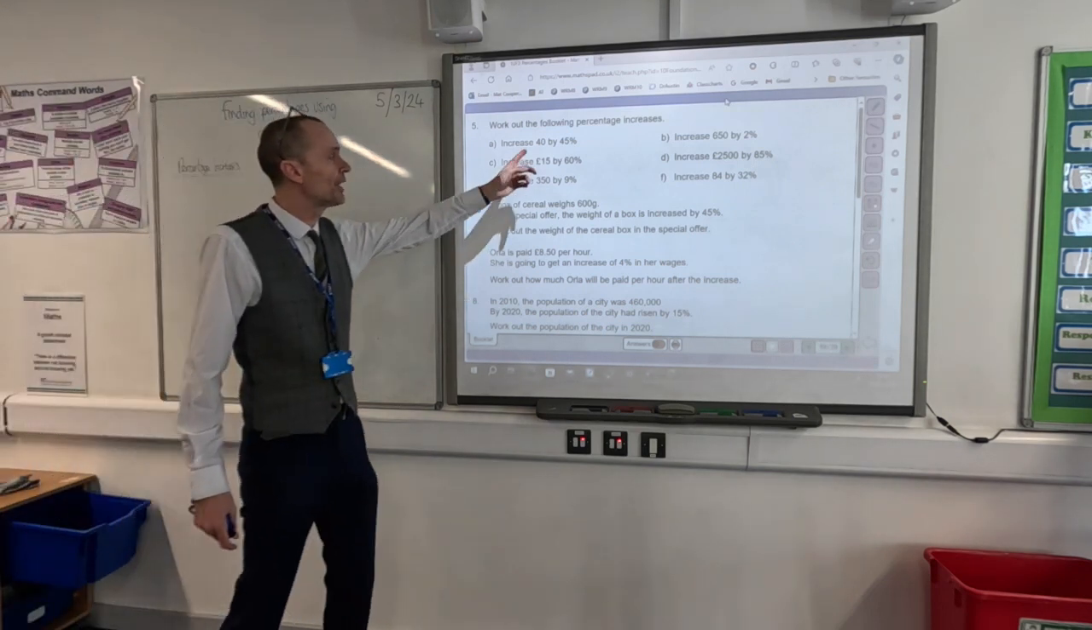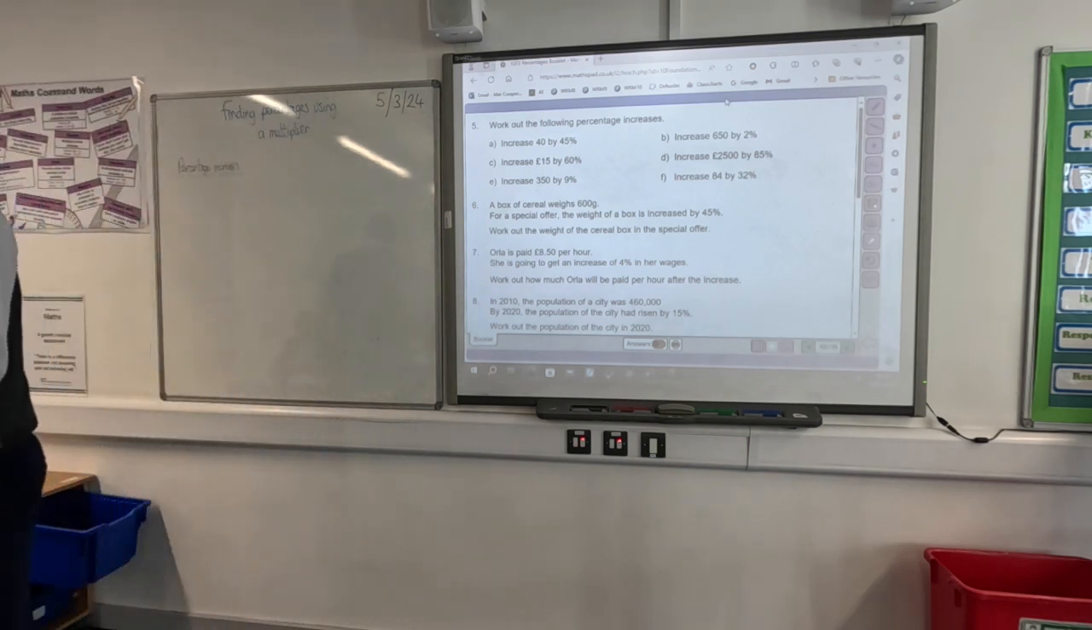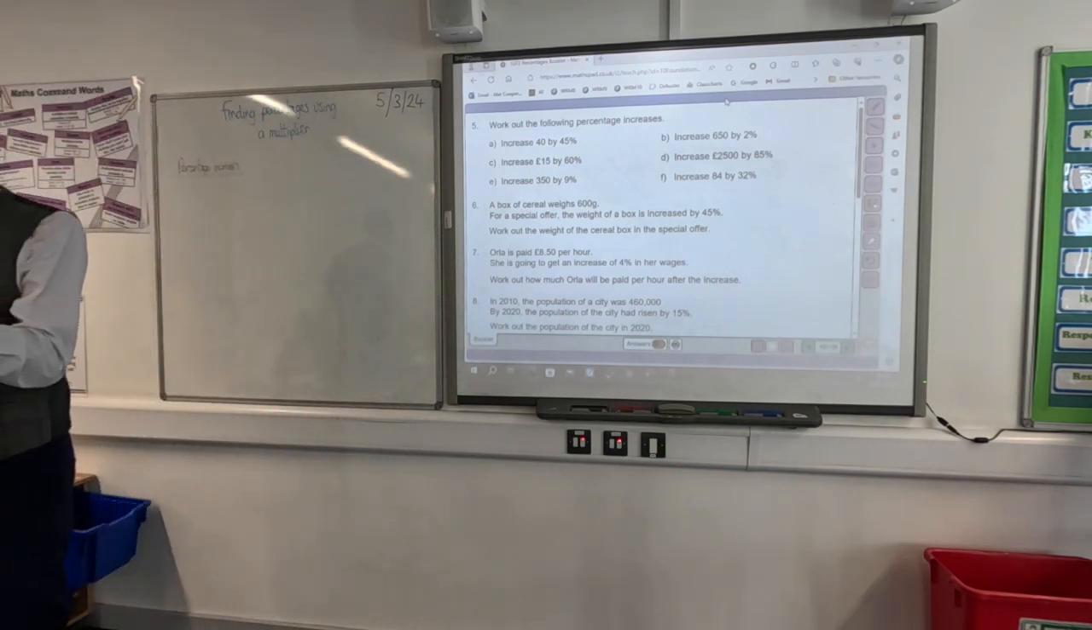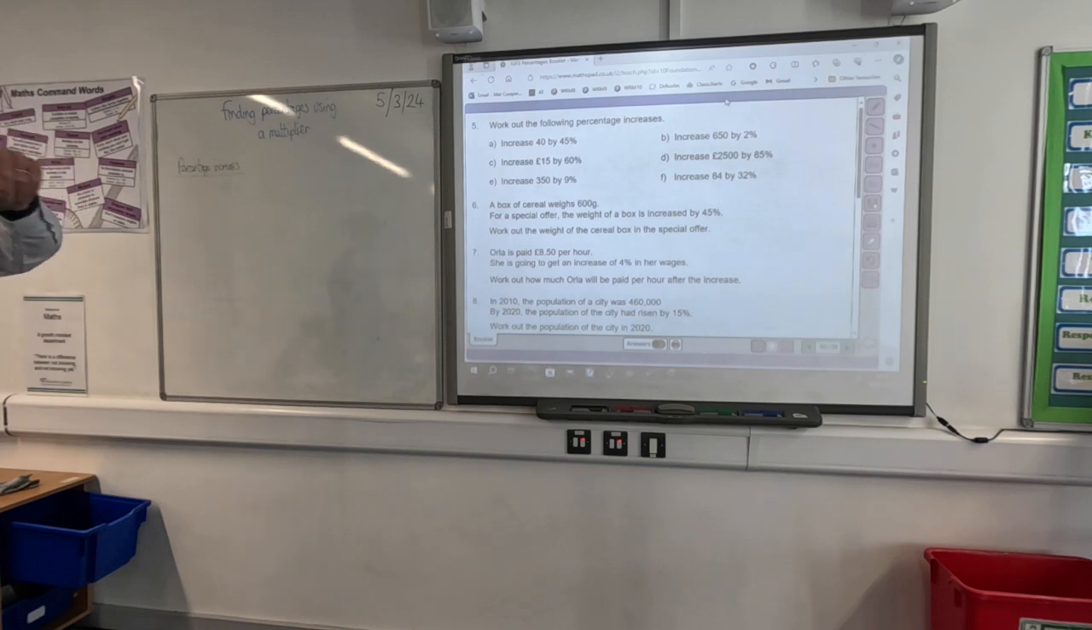So, for some reason, this amount, 40, has got 45% bigger. I could work out 45% of 40. I could do that with or without a calculator. It's not too hard, is it? And then add it on. But that's 2 sums, isn't it? Working out 45% and then adding it on.